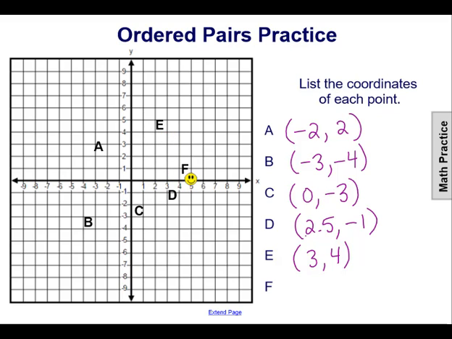Now let's find the coordinates finally for point F. Point F is to the right of the origin, but it is neither up nor down. It's directly to the right of the origin, 5 units. So our first number will be a 5, but then our second number will be a 0. The y-coordinate is 0 because we're not moving away from the x-axis. We are just directly 5 units to the right for F, so the coordinates will be 5, 0.